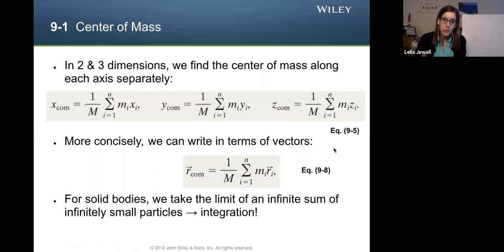Now, this is for particles, right? If we have individual masses that are located around. But if we have a solid body, like our baseball bat, or something like a marker, which isn't quite a particle anymore, then we take the limit of an infinite sum of infinitely small particles. We could imagine breaking my marker up into little tiny pieces, and we can take that sum, which is going to be integration.